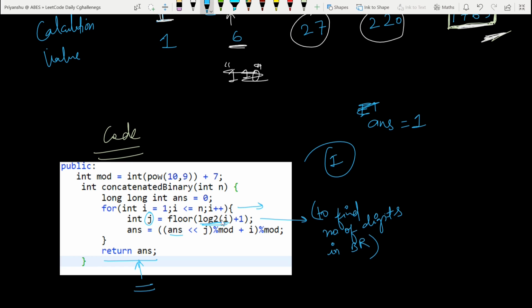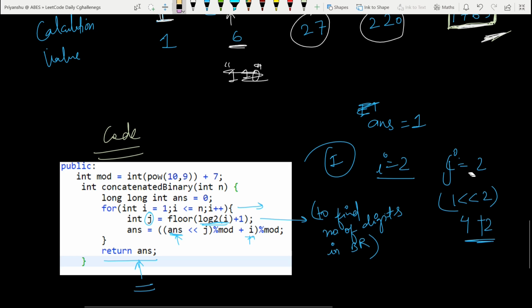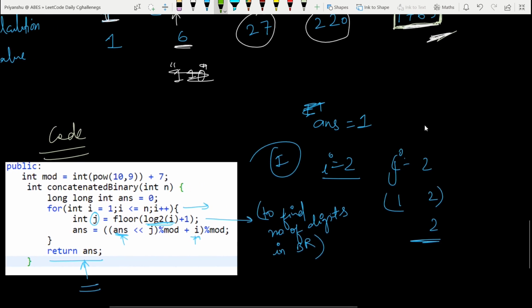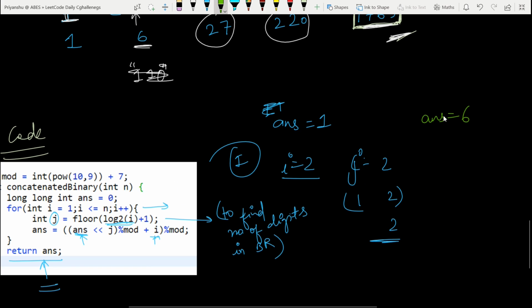For the second case, when i equals 2, the number of bits is 2, so j becomes 2. So the answer will be shifted 2 positions to its left. If we shift 1 by 2, it becomes 4, plus we add this i also. So we would have 6. So for this particular value, the answer would become 6.